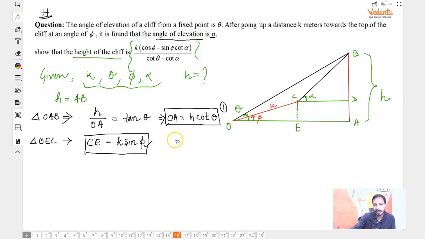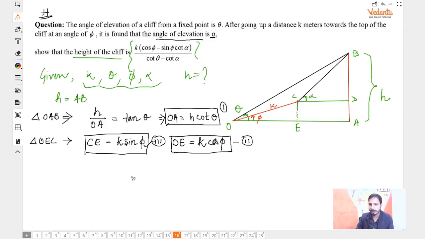Similarly, what is OE, guys? OE is the base of this. So OE can be written as, so base by hypotenuse, we know that is cos of phi. So that means that is equal to K cos of phi. Right? Okay. So these are the given things. So let us say this is equation 2 and this is also important. We'll use this somewhere, or let me say this is 3. So now I got 3 important relationships.